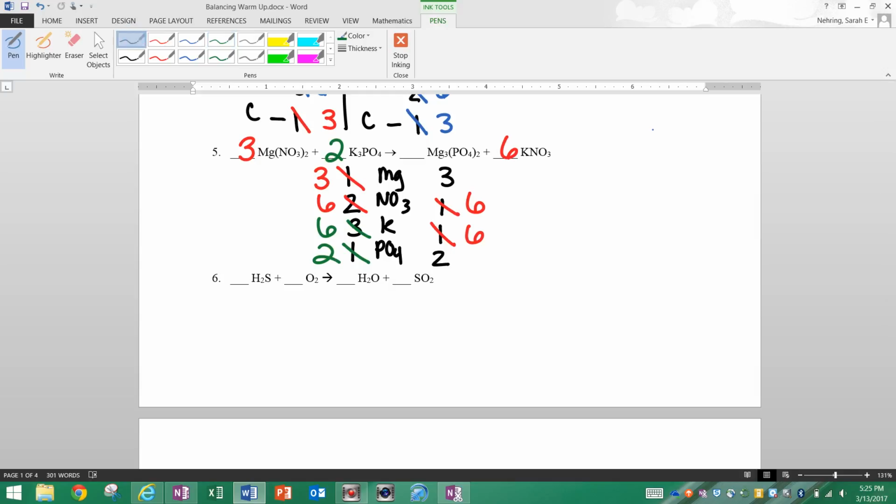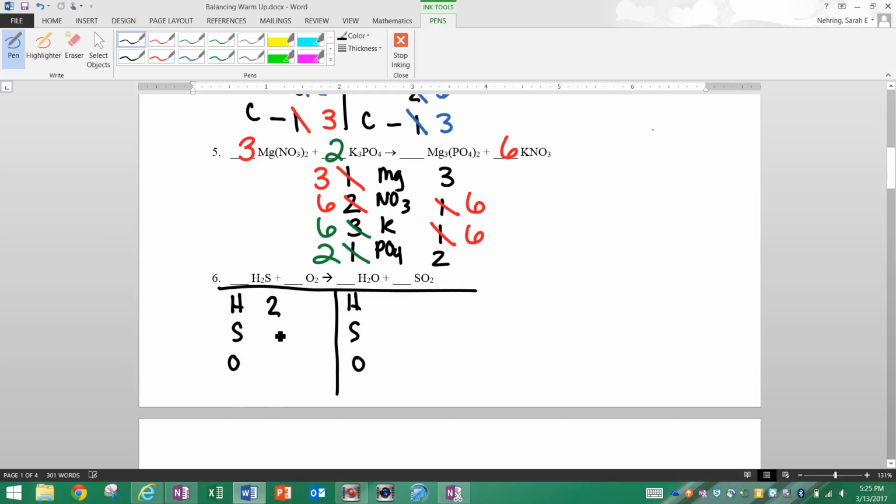Alright, so let's try this one. This one looks a little bit like a combustion reaction. It's something plus oxygen makes water and something else. So these ones can be trickier to do. So H, S, O. I start with 2 and 1 and 2. And this is 2 and 1 and 3.